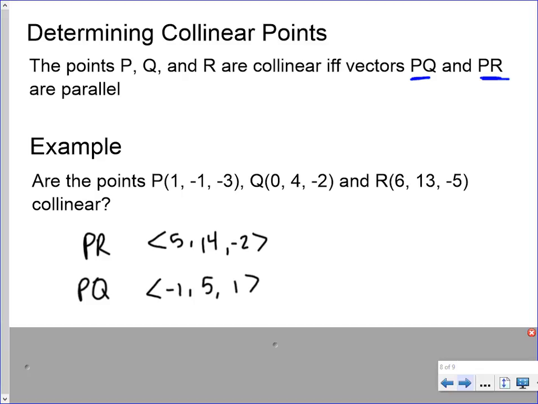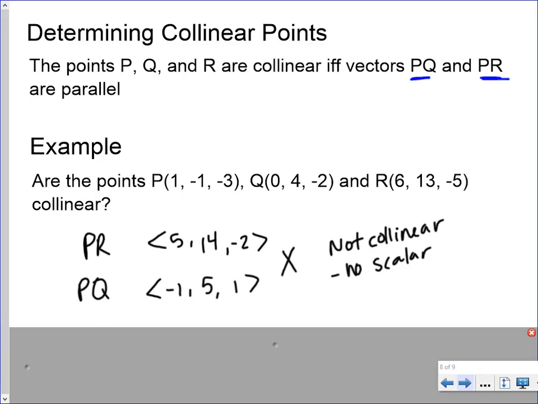Is there a common scalar like we just checked for? Thinking about Jacob's method, 5 divided by negative 1, is that the same as 14 divided by 5? So these are not collinear. There is no common scalar. I'm just going to say no scalar. So you find the component form for the two vectors with the same initial point and just check for a scalar.